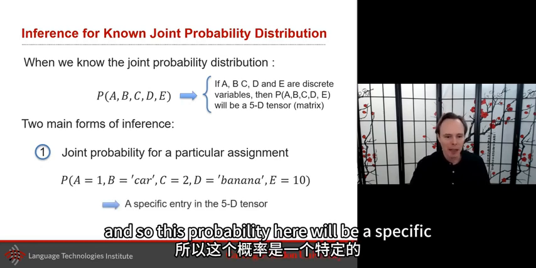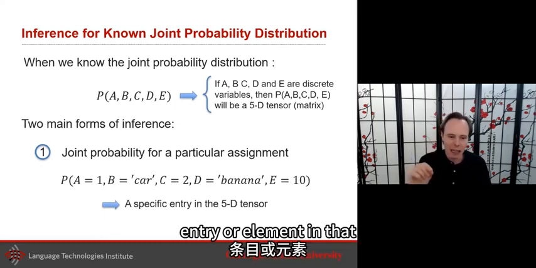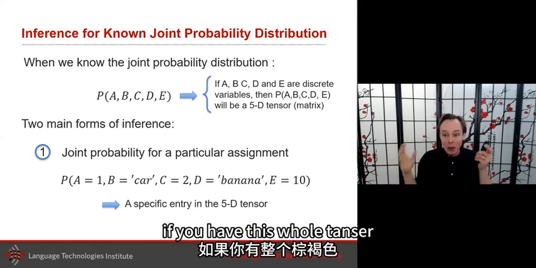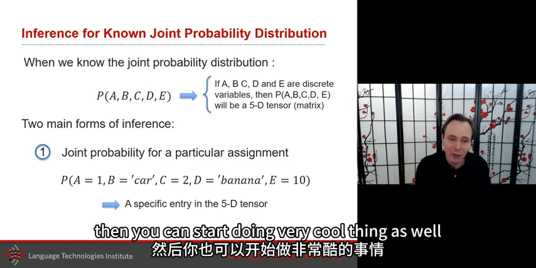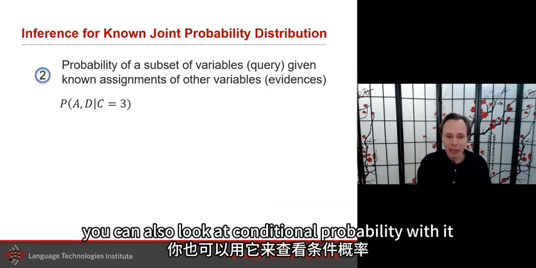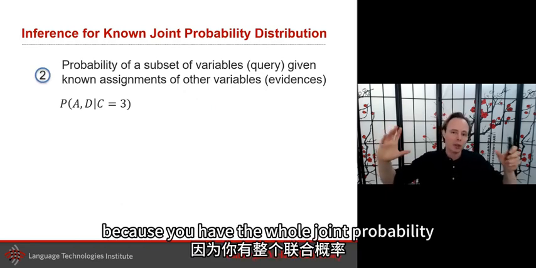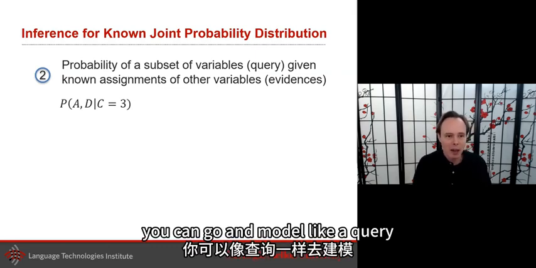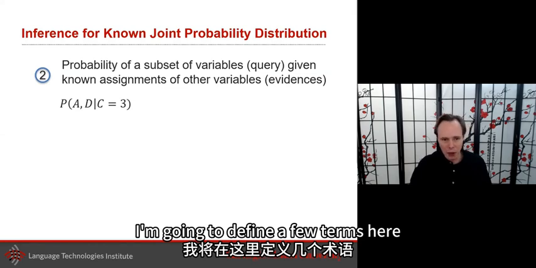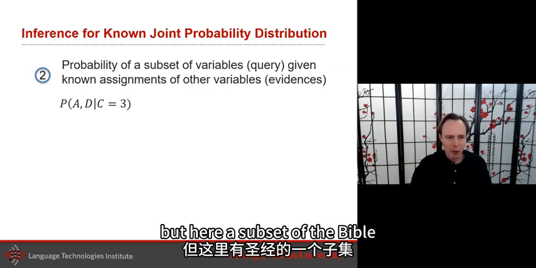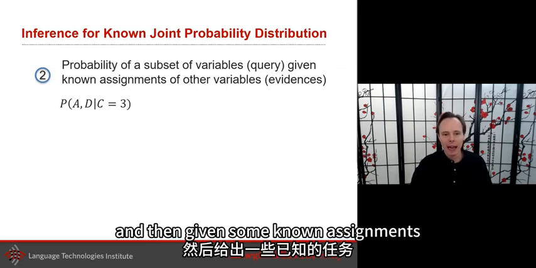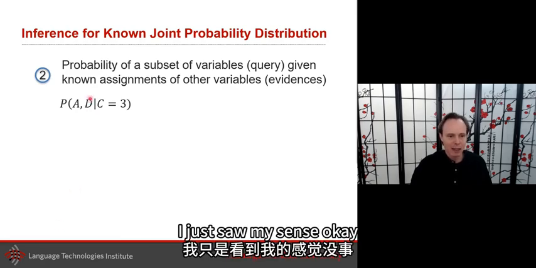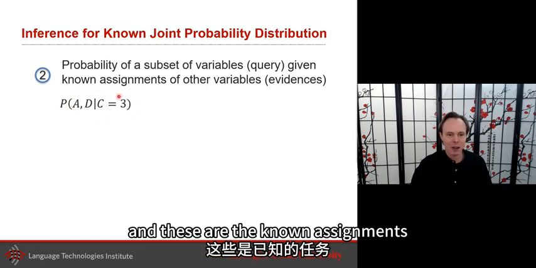And so this probability here will be a specific entry or element in that 5D tensor. That's one thing when you learn a joint probability. But once you learn the joint probability, if you have this whole tensor, then you can start doing very cool things as well. You can also look at conditional probability with it, because you have the whole joint probability distribution model. You can go and model a query. So I'm going to define a few terms here. A subset of the variables, we're going to call them a query, and then given some known assignments. These are the queries, and these are the known assignments.